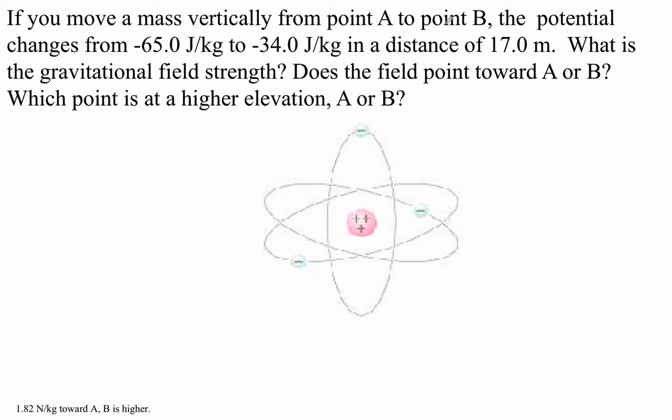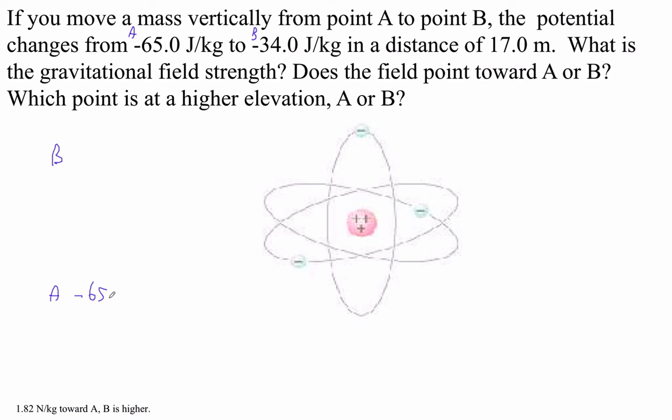All right, if you move a mass vertically from point A to point B, the potential changes from -65 to -34. Okay, so this is less negative. This is more negative. So doesn't this guy have to be below, right? If A is this, so this is A, this is B. Right, I think A is here, B is there, right? I feel like that. Let's draw it.